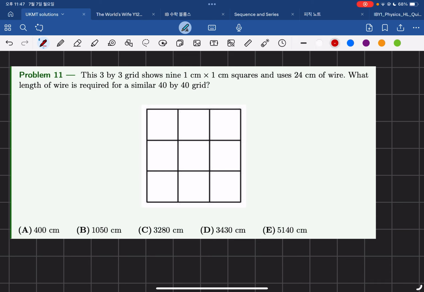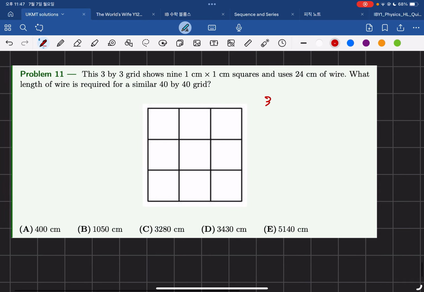Now, we're first going to analyze why this 3x3 grid uses 24 centimeters. And we have the circumference, which is 3 times 4 centimeters. This is 3 centimeters. And for the vertical lines, we have 3 minus 1 long lines that are composed of 3 short 1 centimeter lines.